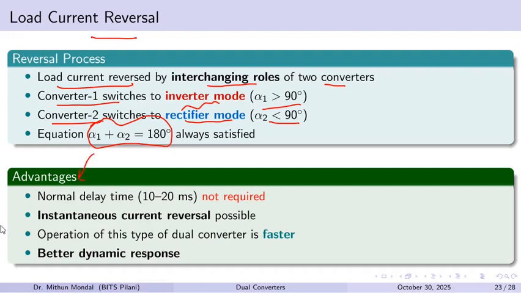So the advantage that we will get is that the normal delay time of 10 to 20 millisecond will not be required, and instantaneous current reversal is possible. So operation of this type of dual converter is very fast and it has better dynamic response.